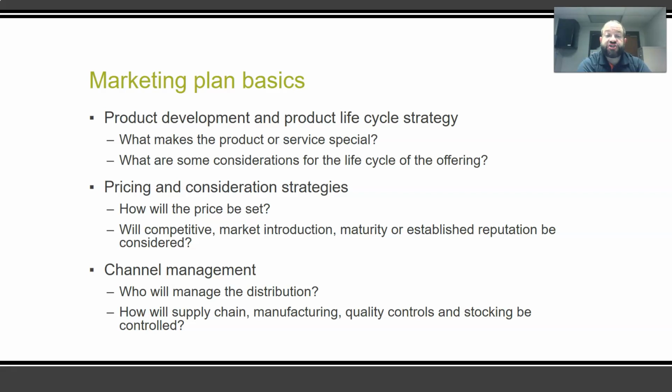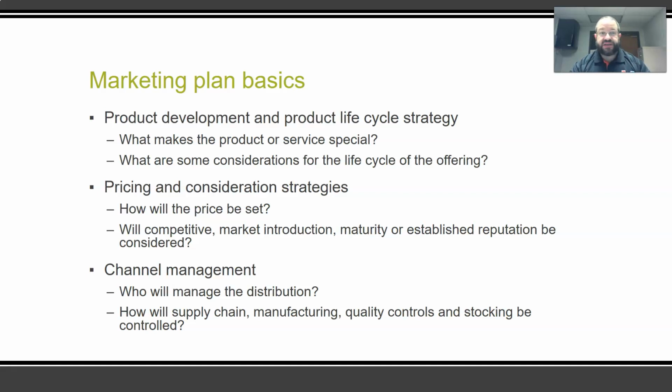And then, of course, you got channel management. How will you manage distribution? Are you going to put the movie on Netflix and say, okay, Netflix, you do your thing, you let people stream it, and then we get a part of the proceeds based off of viewership? Maybe. Or will you send it out and distribute it to all the theaters like they used to do before it was digital, when they used to send out film? Or, in the case of Mr. C's Coffee, are you going to send it directly to the person, or are you going to send it to the warehouse, and so on and so forth? How will supply chain, manufacturing, quality controls, and stocking be controlled? Those are all important elements in marketing. And of course, you want to work with your operations managers to also figure that out, right?